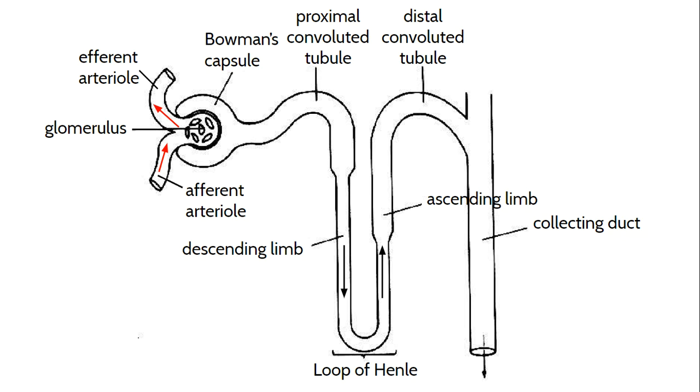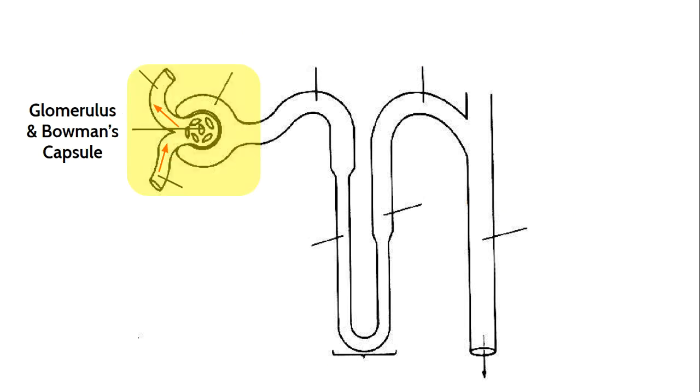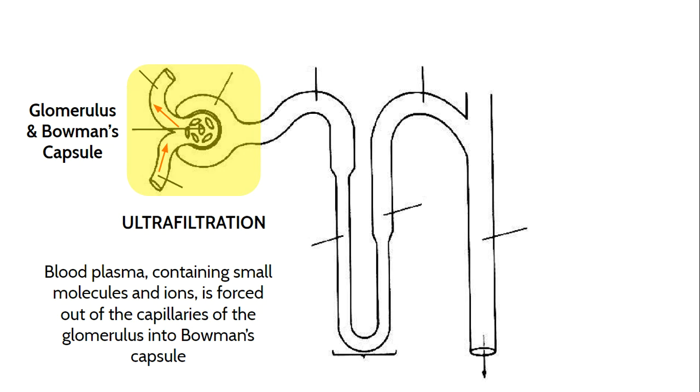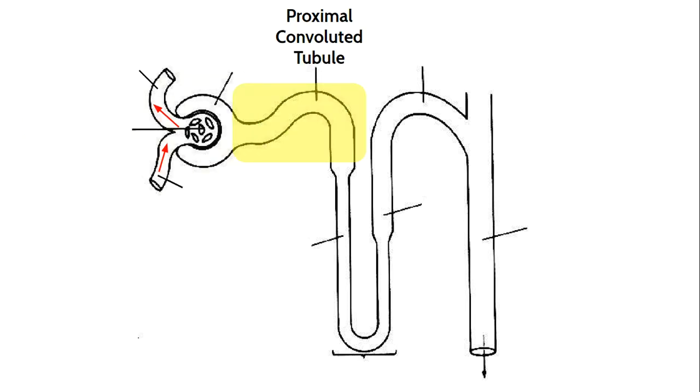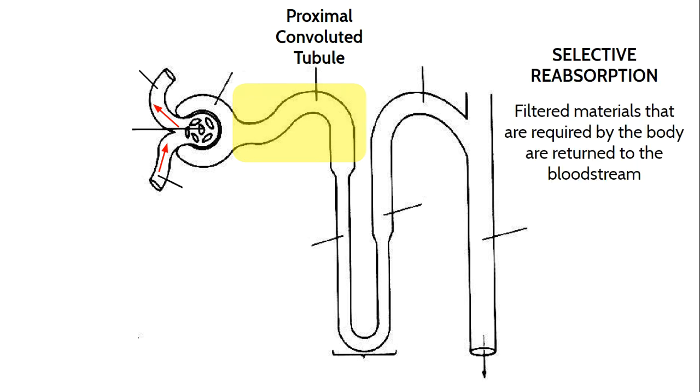Now we'll look briefly at the function of the different areas of the nephron. So starting with the glomerulus and Bowman's capsule, the function of this area is ultrafiltration. So what this means is that blood plasma, so that's the liquid portion of the blood without the cells, and the small molecules and ions in that blood plasma are forced out of the capillaries of the glomerulus and into Bowman's capsule. The next area of the nephron is the proximal convoluted tubule. In this area, selective reabsorption occurs. So in this area, filtered materials that the body still needs are returned to the bloodstream. So important things like glucose are put back into the blood.